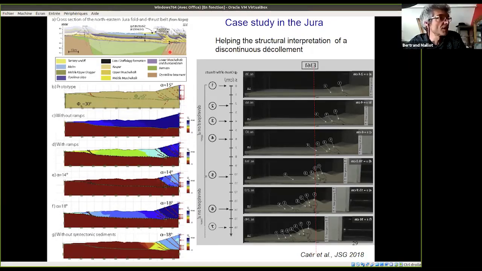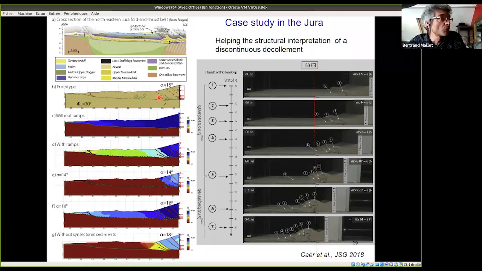So we make a little prototype with Optum G2 with the real topography, plus here assuming a former topography of the Jura, which does not exist anymore today, but which must have been here somewhere. We take simply a slope of 15 degrees and we push. This is the result. If we don't put any ramps here, we have a uniform material and no problem. It passes the little cut here in the detachment.